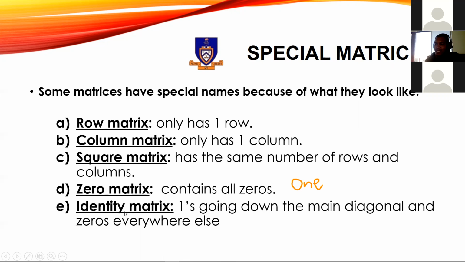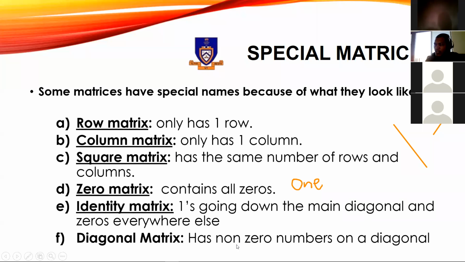Then we have an identity matrix. It's ones going down the main diagonal, and zeros everywhere else. So a diagonal is basically just a line like this. This is called the main diagonal, and we have another diagonal going this way, forming a diagonal line. All right, and based on that, we can now say a diagonal matrix has non-zero numbers on a diagonal, that means on this diagonal, and zeros everywhere else, basically. That is what we will call a diagonal matrix.